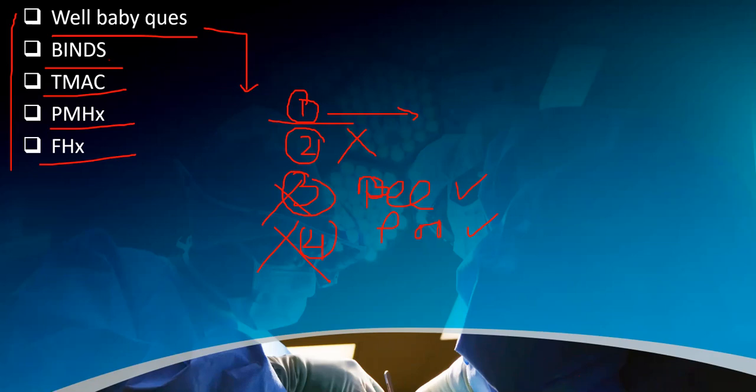After the well baby question, we have BINDS. BINDS covers some of the important aspects of pediatric history. B is for birth history, I for immunization, N for mainly nutrition, not very important to ask, D for development of the child, and S for social history.